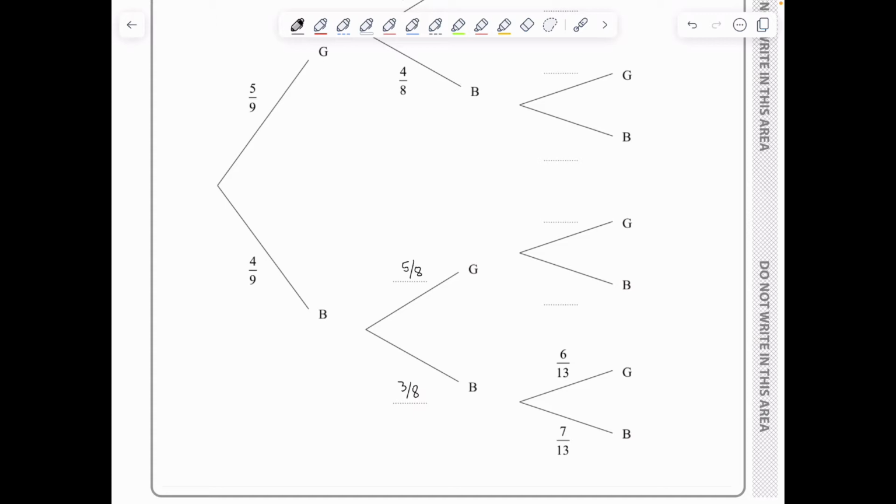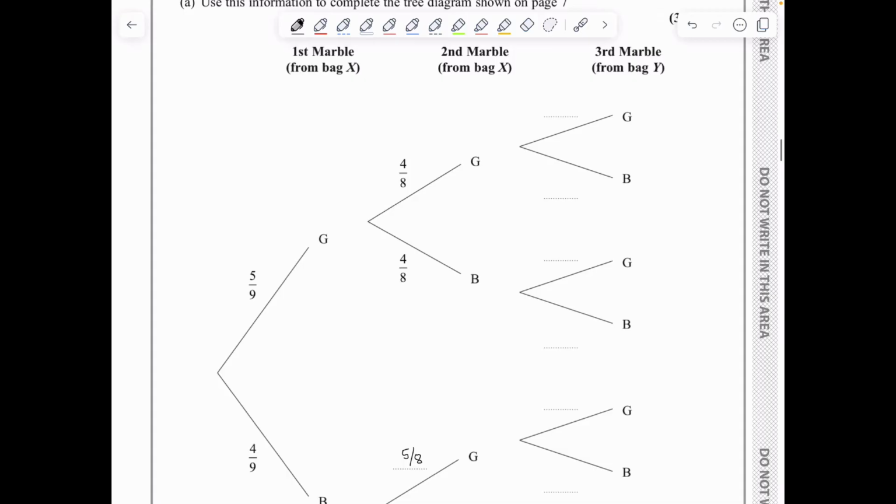So this completes the removal of the 2 marbles from bag X, and we're now going to see what's happening when we draw the third one from bag Y. Remember that whatever we draw from bag X goes into bag Y. So we have added 2 green marbles into bag Y, which originally had 6 green marbles and 5 blue marbles. So it's now containing 8 green marbles, and the total went from 11, the 6 plus 5, to 13, so 8 over 13, whereas it still contains 5 out of 13 being blue.